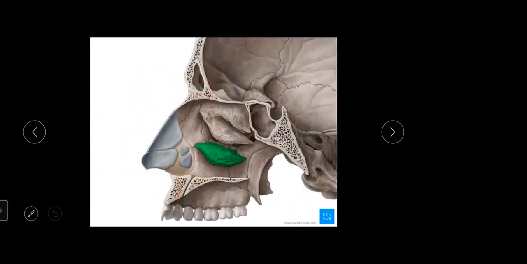We see here that the inferior turbinate is a separate bone that is attached to the palatine bone and to the maxillary bone. It is the largest turbinate, and it is covered by pseudo-stratified columnar respiratory epithelium that plays a role in the filtration, heating, and humidification of the air that enters the nose.